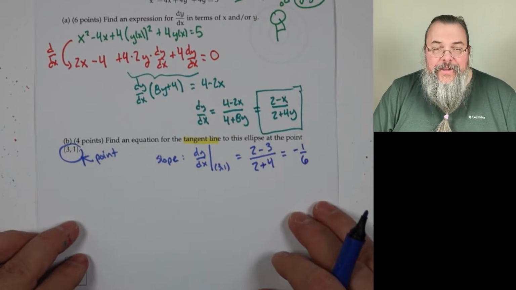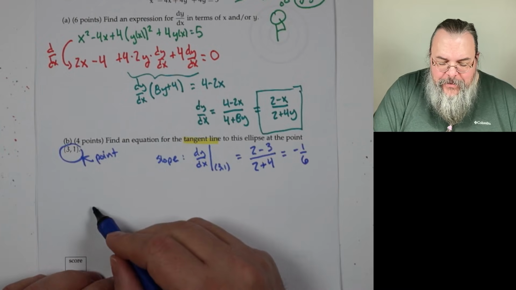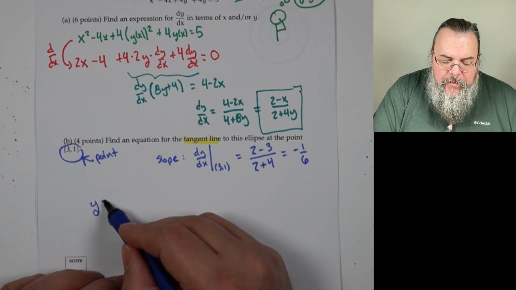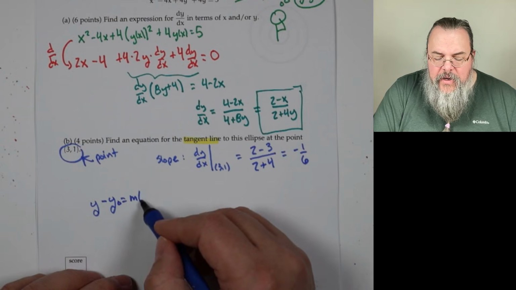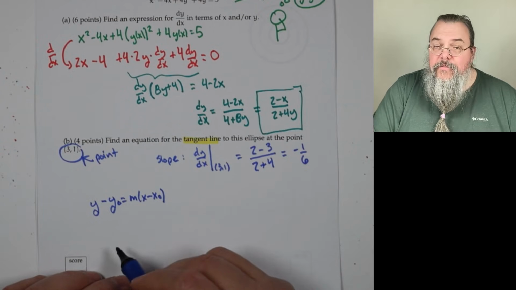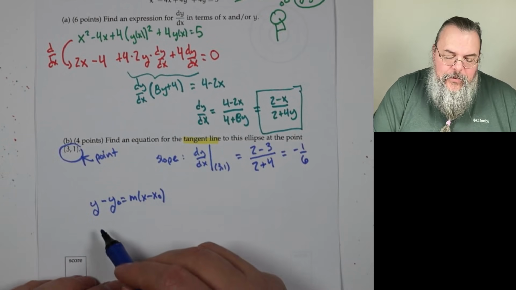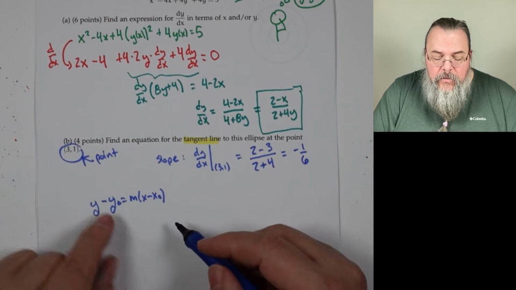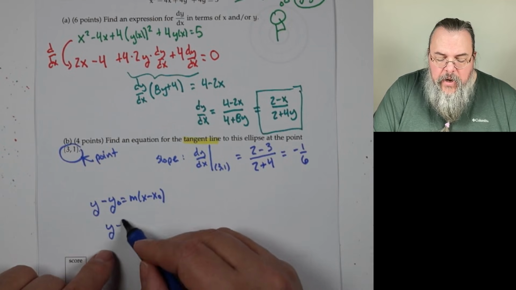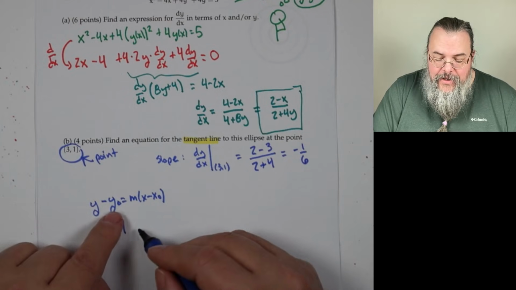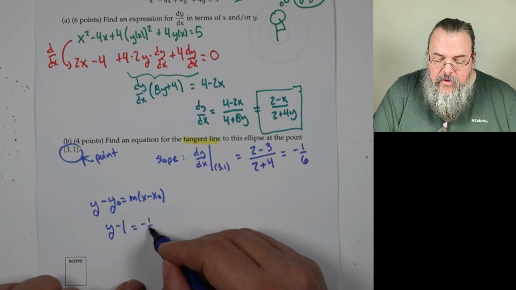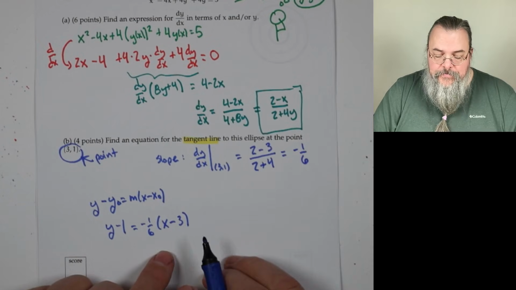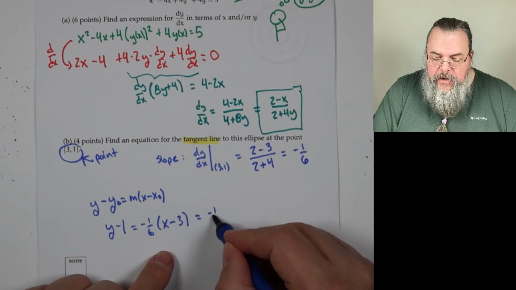So, point and slope. Now that we have that, what's our formula? There's a couple of ways to do this. y minus y naught equals m times (x minus x naught). That's a pretty good one. There's a few formulas, but let's start with this one. What do we have? We have y minus 1, our y value, equals our slope, minus 1/6, times (x minus 3), our x value. And that's a fine way to leave the answer.